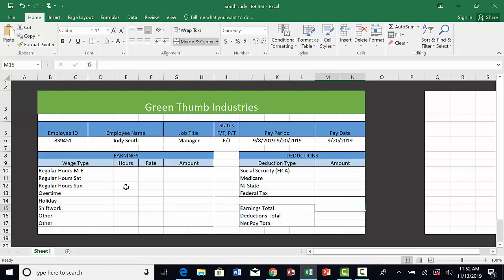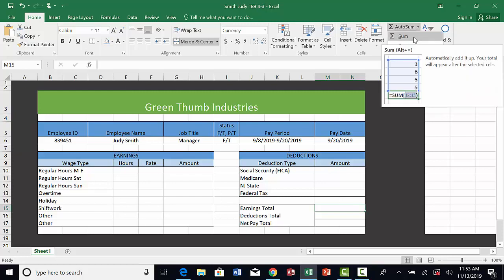This is the earnings total. You are going to enter a formula from the function menu to add up all of the earnings in the earnings section. Remember to keep your cursor in cell M15 because that's where you want the answer to appear. So click on the function drop-down menu and choose Sum because we're going to add up some items.